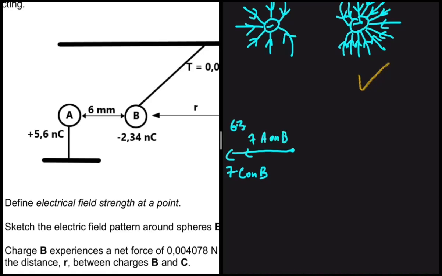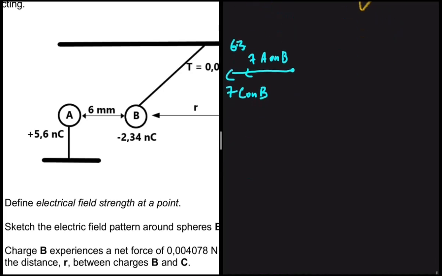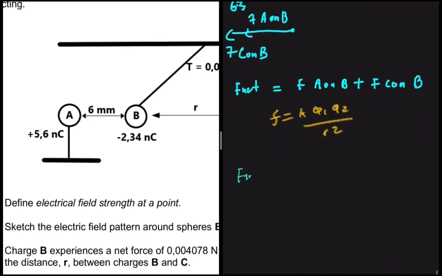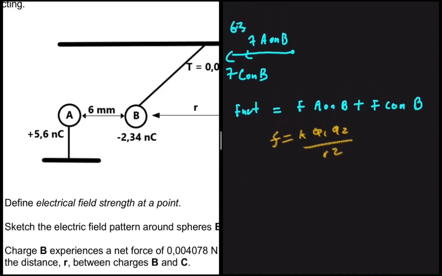So all our forces are pointing to the left. That is to say that the F net on B will be equal to F A on B plus F C on B. Just a friendly reminder, F is equal to K Q1 Q2 divided by R squared. So F net is equal to, actually let me not say F net anymore, because we know what F net is. F net is 0.004078, and that should be equal to F of A on B.